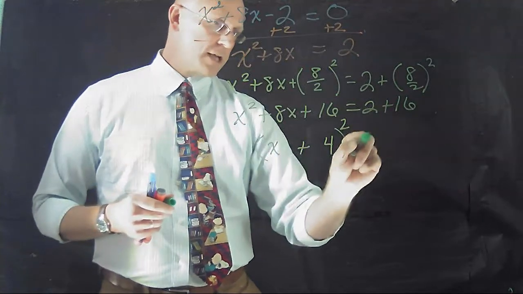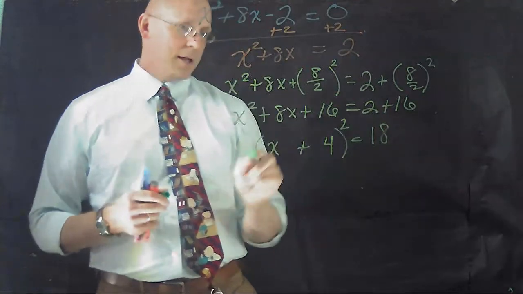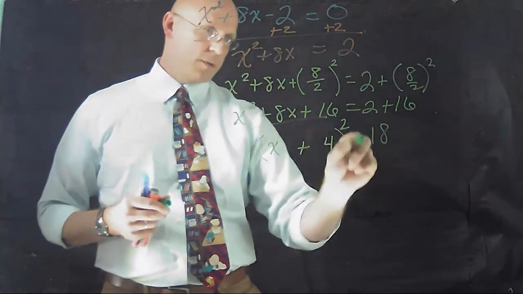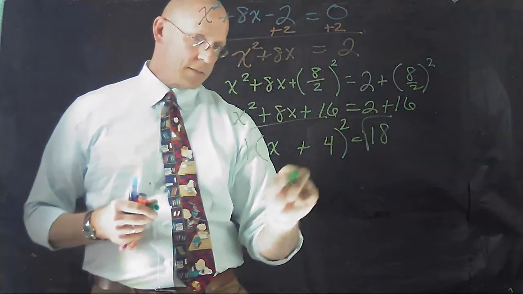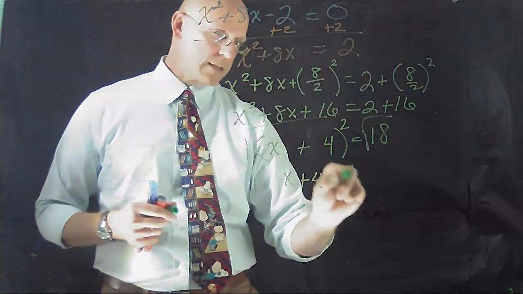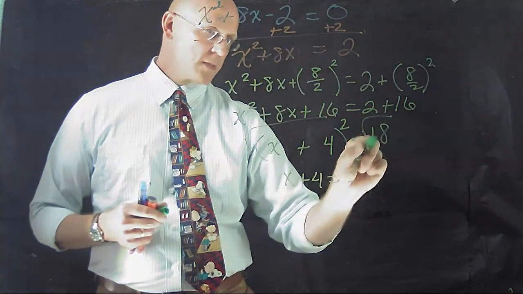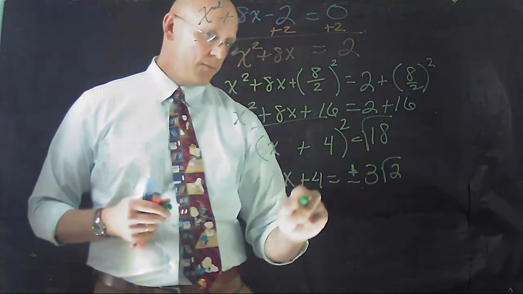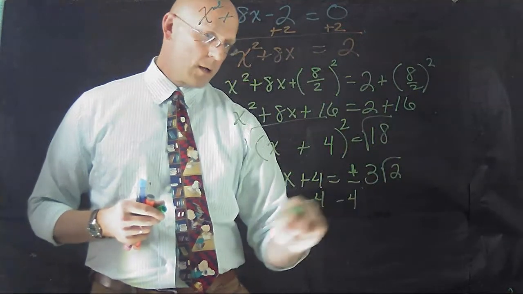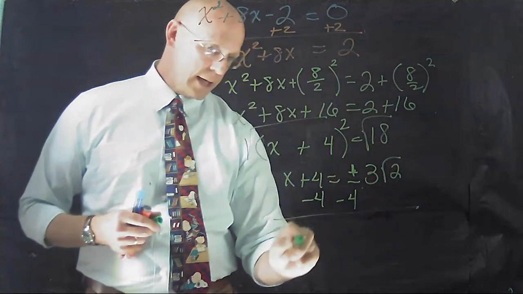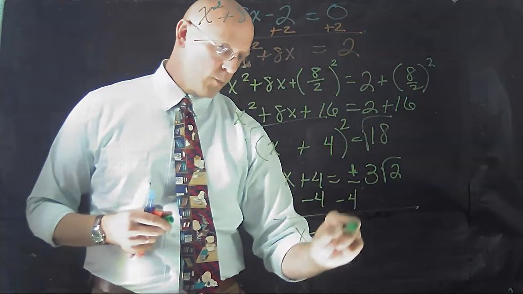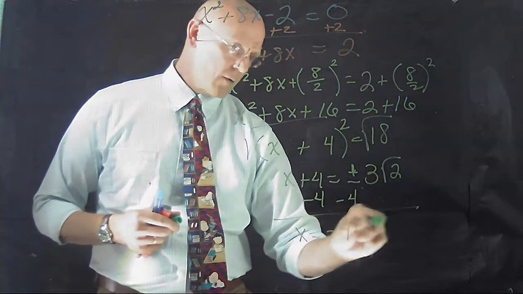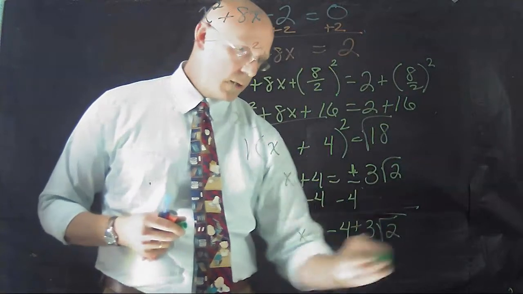Equals 2 plus 16, 18. Now I finish it. Square root: x plus 4 equals positive, negative. I am going to simplify this. This is going to be 3 radical 2. Subtract 4. And it looks like x equals negative 4 plus or minus 3 radical 2.